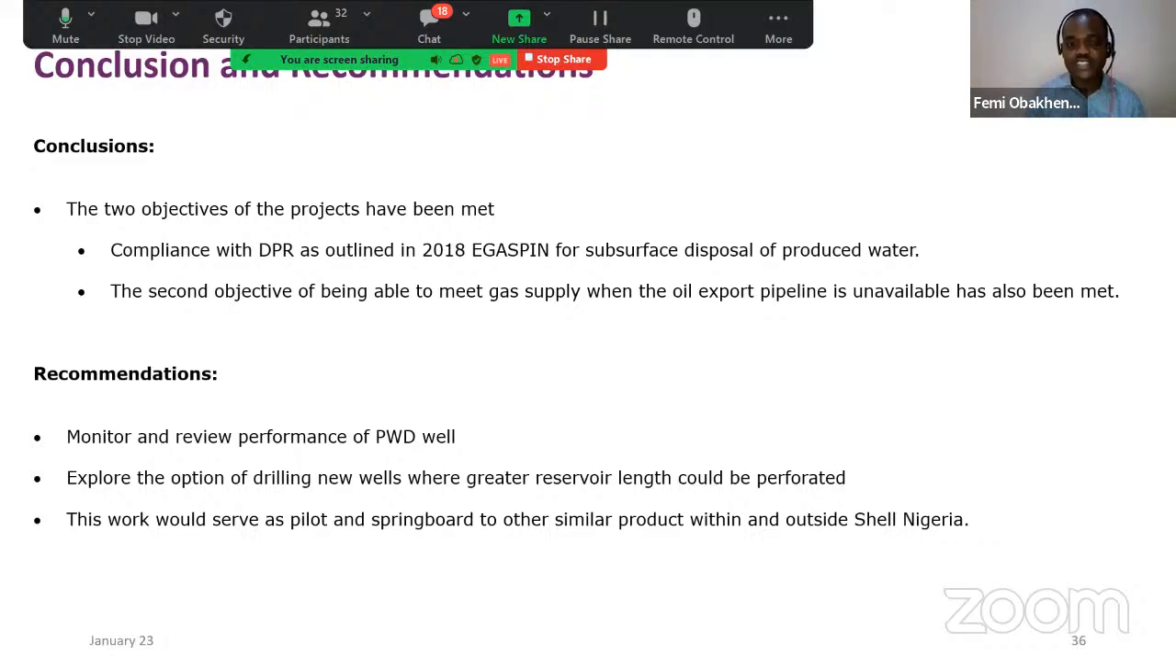So the recommendation is to continue to produce this well. You need to monitor the performance of your well going forward. And of course, from our water forecast, you can then plan drilling of new wells in the future to handle the water that we expect.